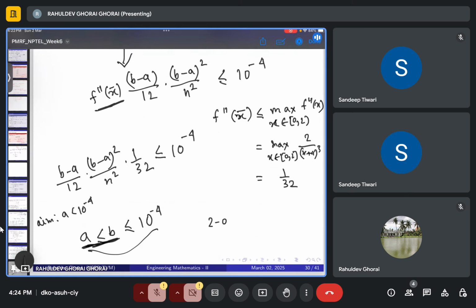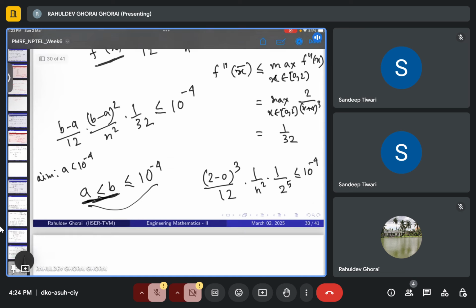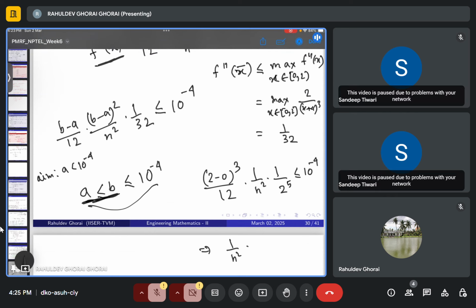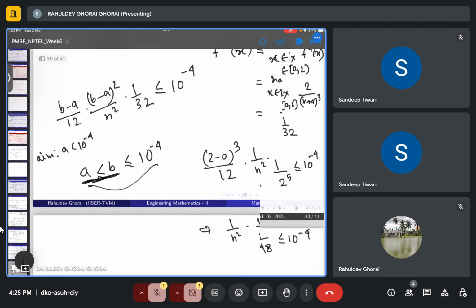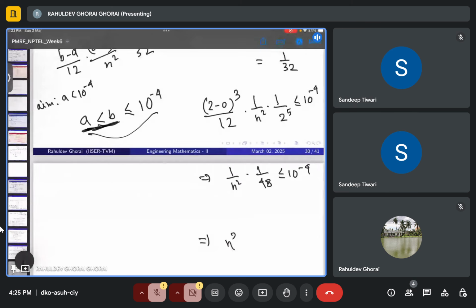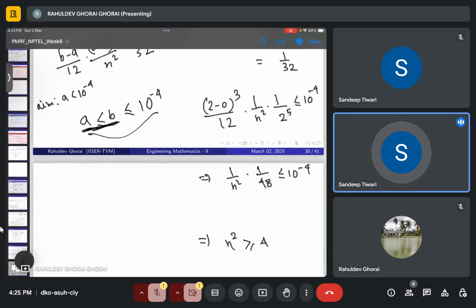So 2 minus 0, whole cube, over 12 times 1 by n square times 1 over 2 to the 5, is less than or equal to 10 to the power minus 4. That implies 1 by n square times 2 cube and 2 to the power 5, that will be 2 square, so 4, so 48. So 1 over 48 n square is less than or equal to 10 to the minus 4. That implies n square into 48 is greater than or equal to 10 to the power 4.